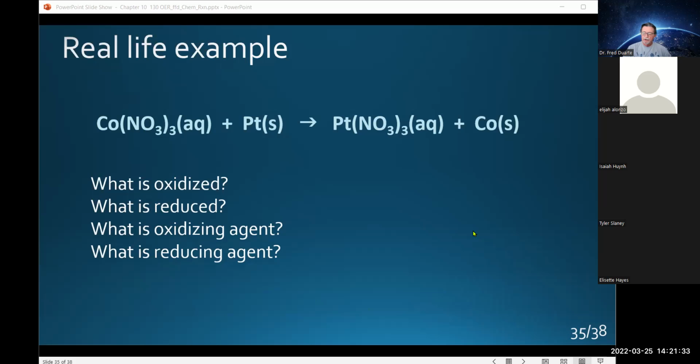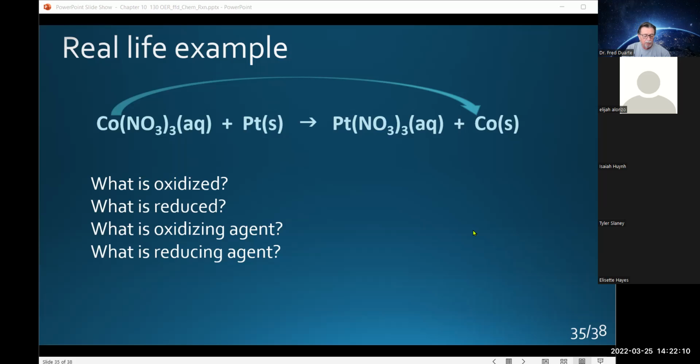All right, here's a real life example of the making of a particular compound. Some of these compounds that are created are actually used in the treatment of cancers, so the platinum compounds. So here, if you take cobalt nitrate, okay, in the presence of platinum, you get now platinum 3 nitrate and cobalt. Okay, and so here, cobalt went from a +3 state.